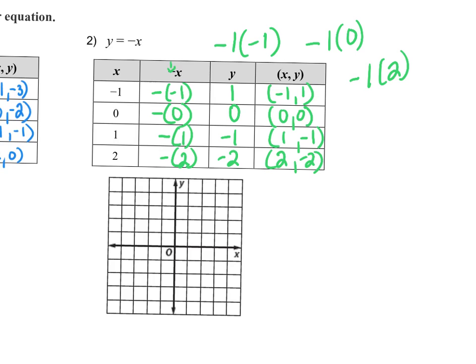Okay, so we're going to graph these points. I'm going to graph (-1, 1), (0, 0), (1, -1), (2, -2). And then I'm going to connect my points.